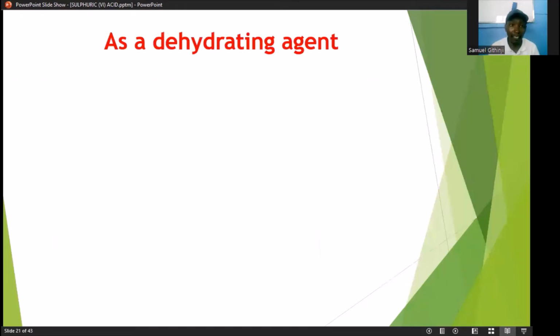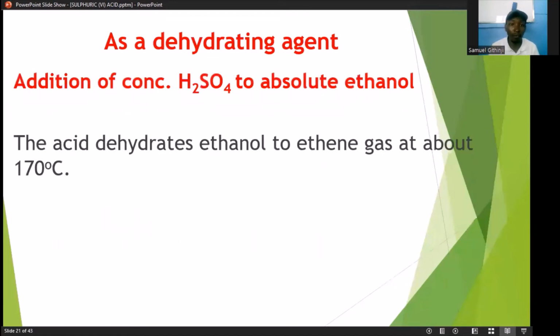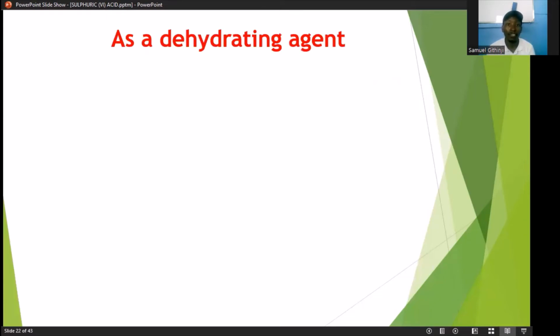If we can move on, again as a dehydrating agent, concentrated sulfuric acid is added to absolute ethanol at a temperature of about 170. Again, it will be dehydrated, and a colorless gas will be formed, that is ethene. So you can dehydrate ethanol to ethene, and of course water will be removed using concentrated sulfuric acid, and that is one way of preparing ethene.